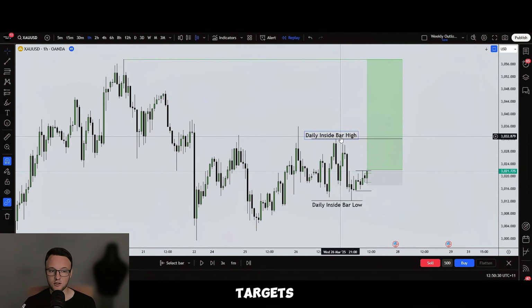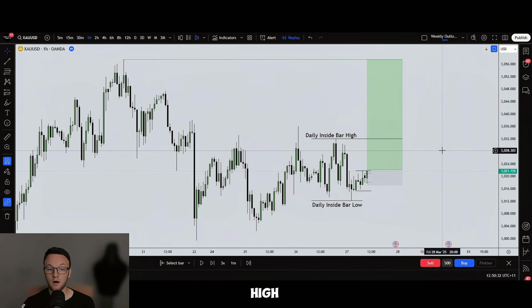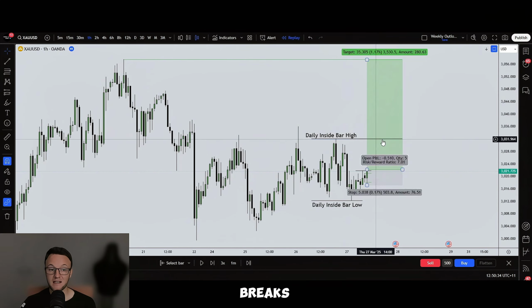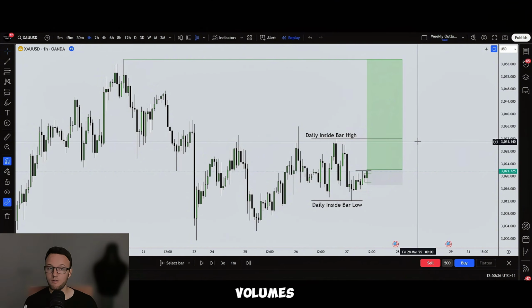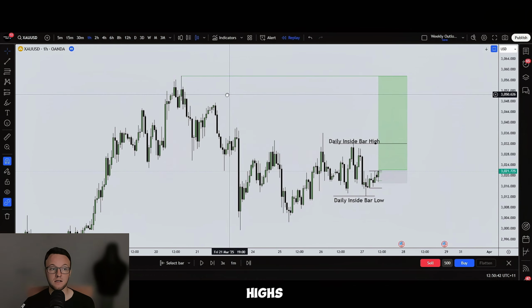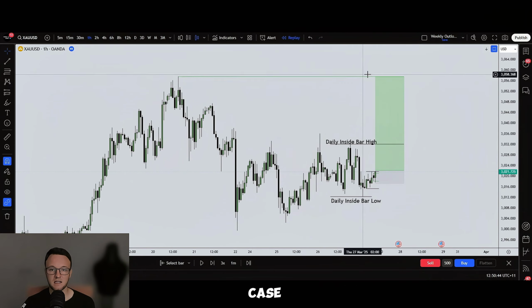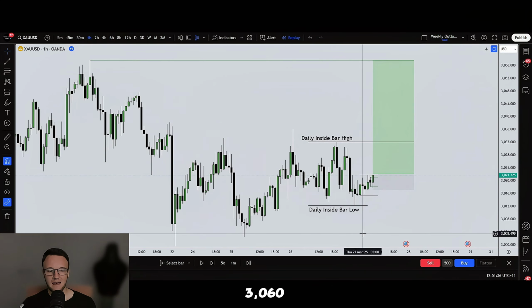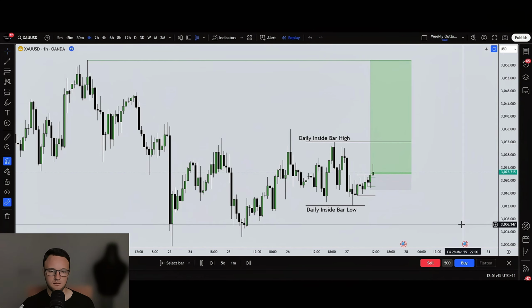Your first targets could be the inside bar daily candle high. And again, once price breaks that high, you would anticipate even more volume to come into the market. And then you could potentially even target previous highs over here, or all-time highs in this case, around about 3,060. Let's see how it plays out.